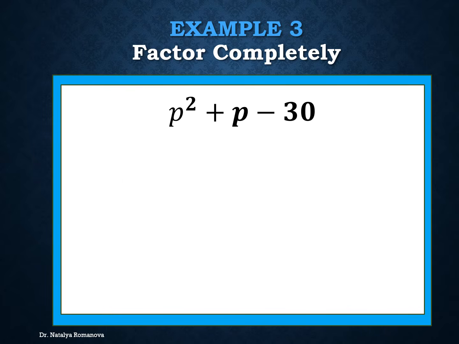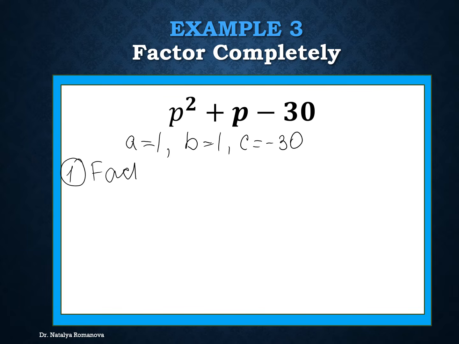Next example, we have to find the factoring form for the trinomial p squared plus p minus 30. The first step, we write our coefficients. Coefficient a equals 1, coefficient b equals 1, coefficient c equals negative 30. Now we have to find all factors of c, negative 30.